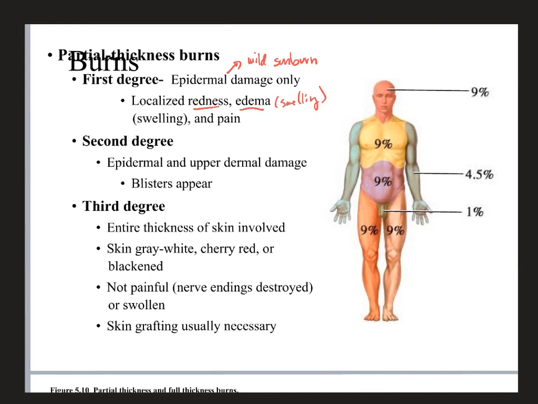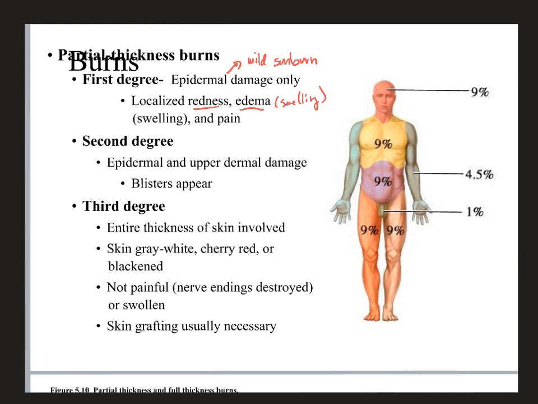So you touch your hand to a hot pan or hot plate. You go to get something out of the microwave and the pan's too hot, and you get a little redness there, right? So localized redness, edema, some pain, and this can be very mild to a little more severe, but they're all lumped into first degree until damage moves from the epidermis to the dermis.